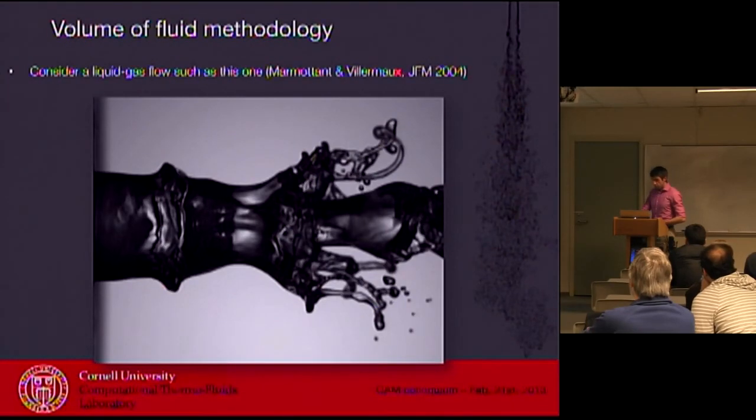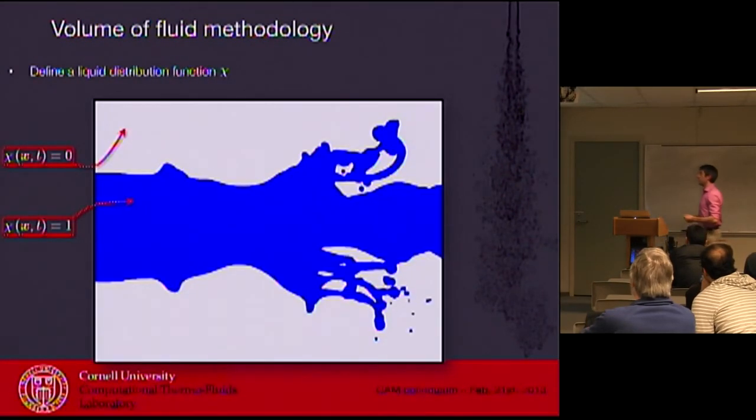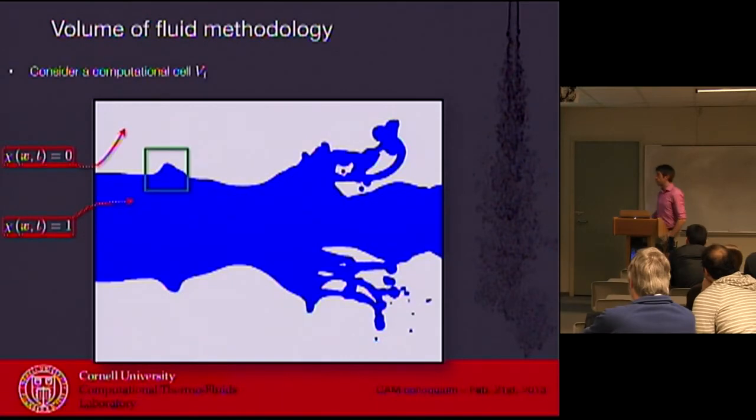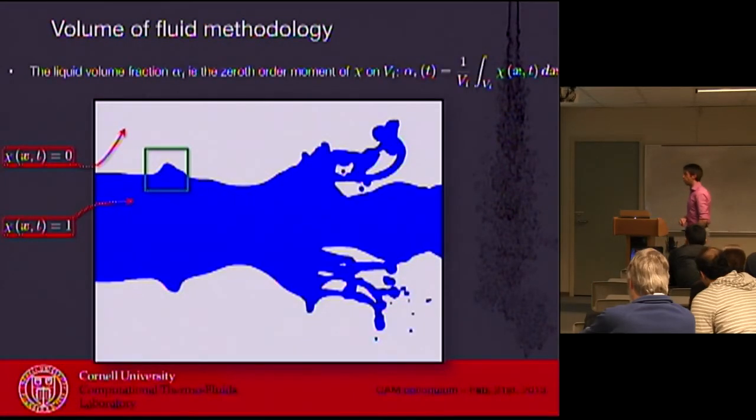So let's take this pretty picture and make it not quite as pretty. We're going to introduce a liquid distribution function, let's call it chi. We're going to say it is equal to 1 if we're in the liquid, 0 if we're in the gas. It's not particularly difficult, it's just a Heaviside function. Then we're going to consider a computational cell, and in that cell, we're going to introduce a volume of fluid in the form of the liquid volume fraction. We're going to call that alpha.